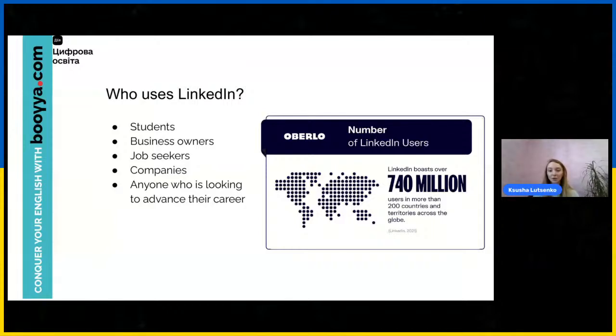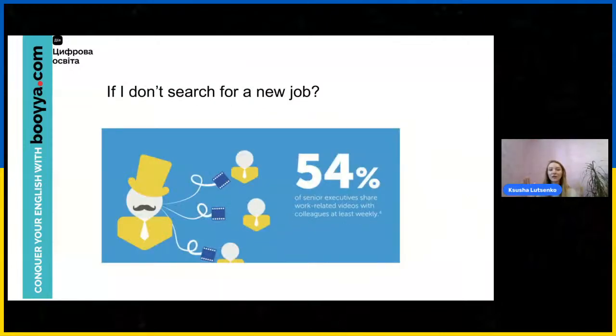And according to the statistics from 2021, there are 740 million people using LinkedIn in more than 200 countries. Well, these days, the number might be even bigger, just because many people are in a job acquisition process these days. Well, if I don't search for a new job, should I create a LinkedIn profile? Definitely yes.